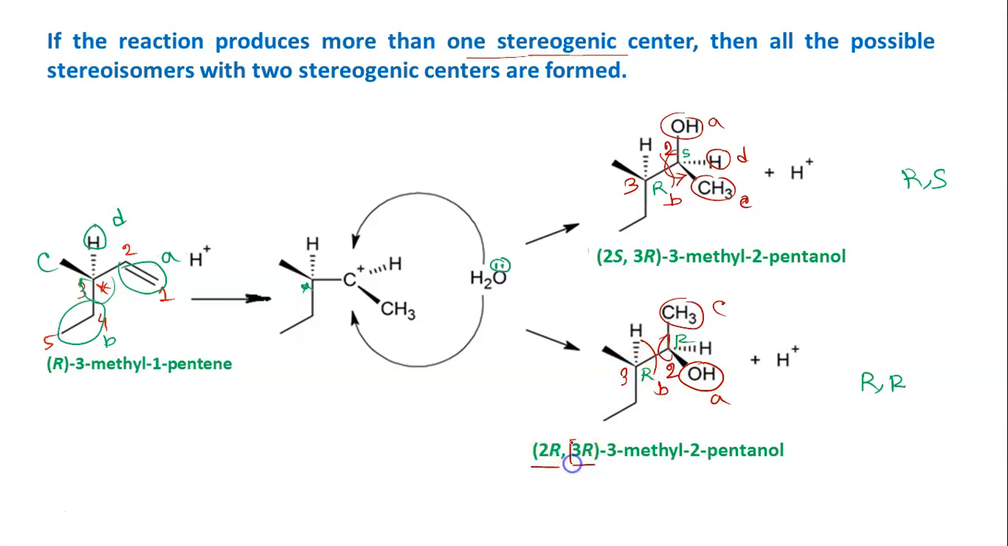So 3R is already fixed, that you have already seen here. It is 3R, that is already fixed. But the new chiral center that is generated is 2S for the first one and 2R for the second one. So here we are getting a mixture of diastereomers. Okay.